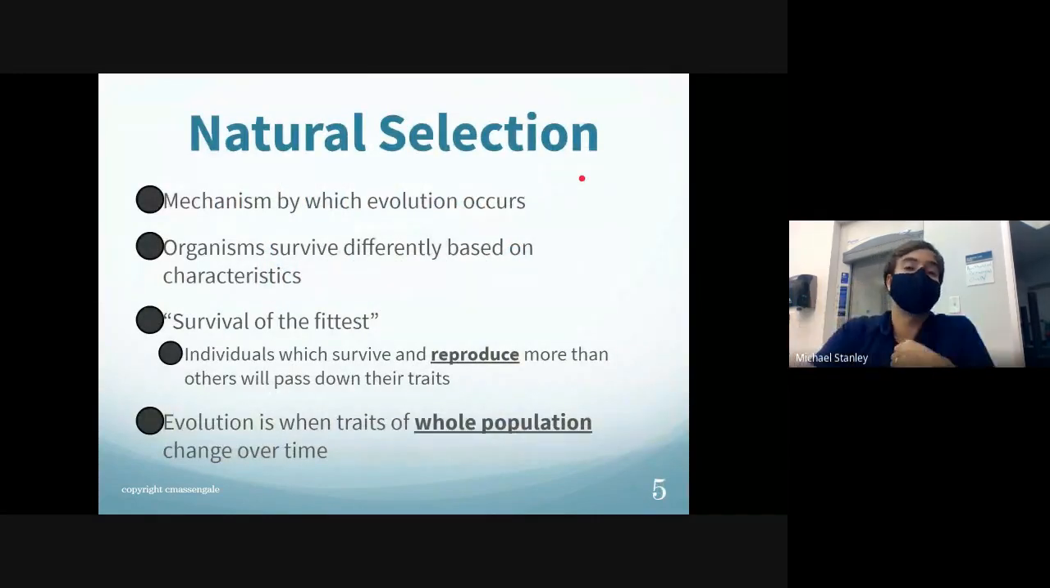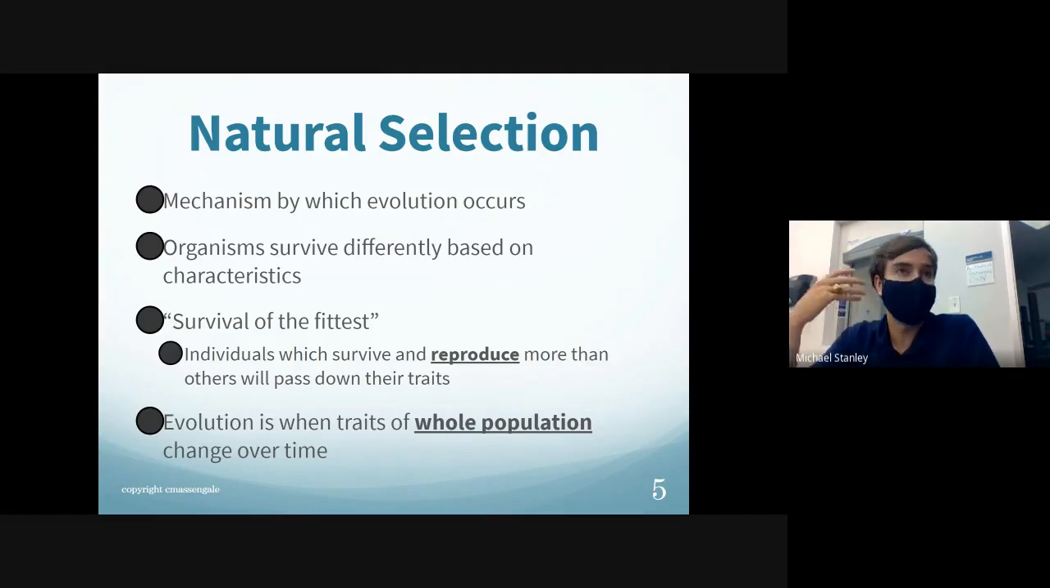Well, the way that it happens is by something called natural selection. So if evolution is the process, natural selection is the mechanism. It's kind of like the why or the how that it happens.